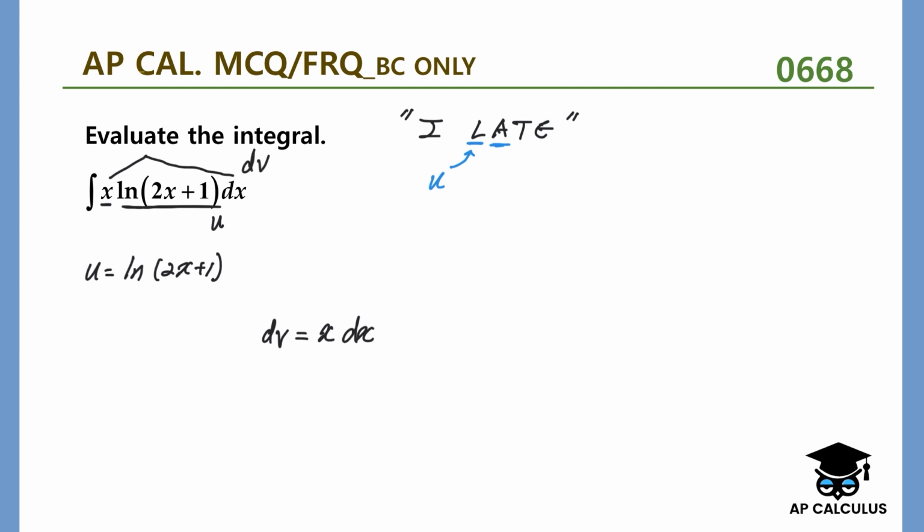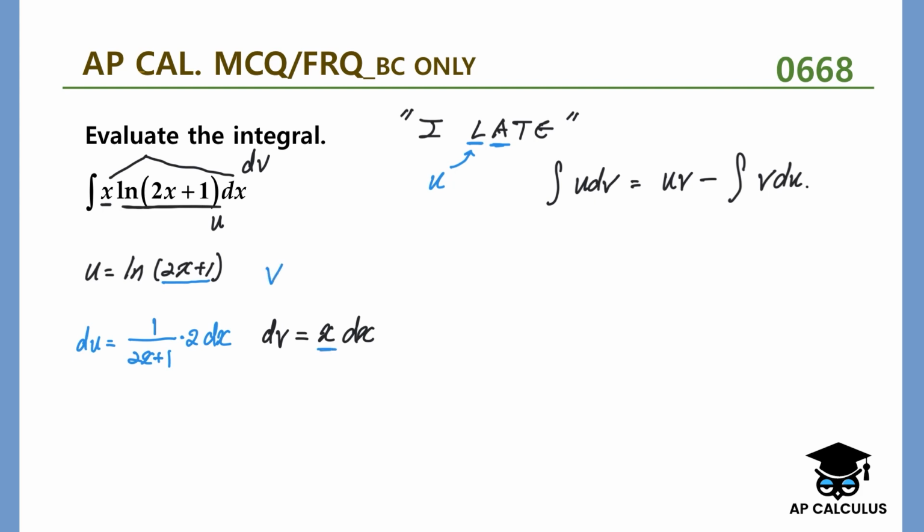And remember, the integration by parts is, integral of u dv is equal to uv minus integral of v du, right? That's our formula, right? So let's find du and v. Here, du is equal to derivative of natural log 2x plus 1. That's 1 over 2x plus 1 times derivative of 2x plus 1, right? So times 2 dx. All right? What's v? If we find the antiderivative of x, that's going to be x squared over 2, right?